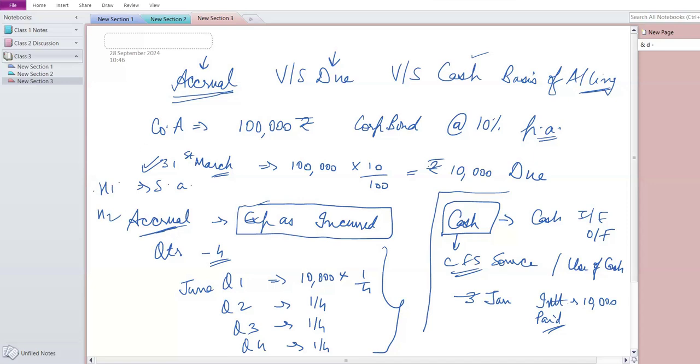Or even there might be some European regulations in some countries that you might be required to follow. But yeah, the overall concept remains the same: the accrual and the due basis work in a different way versus how the cash basis of accounting works.